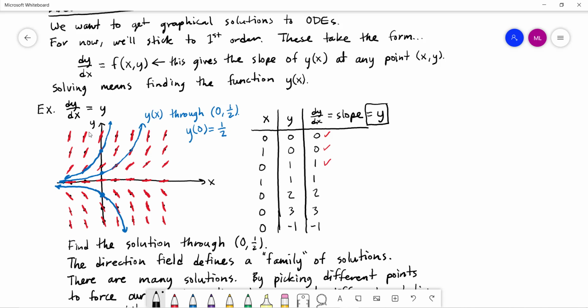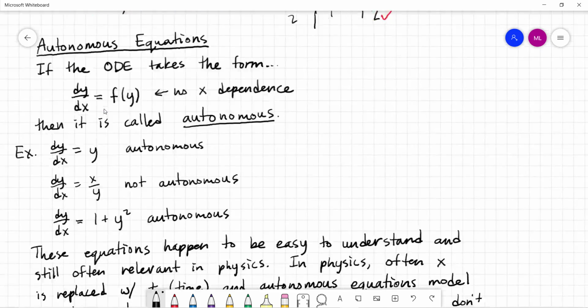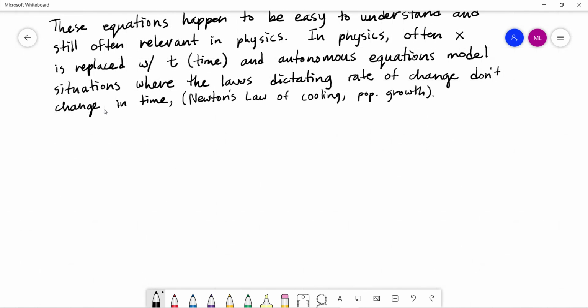This first column looks the same as the second column, looks the same as the third column. They're all just shifted over because there is no dependence on x. The only thing the slope of these lines depends on is the value of y. So that is going to be true in all autonomous equations. And that leads to some useful approaches for getting a sense of the behavior.